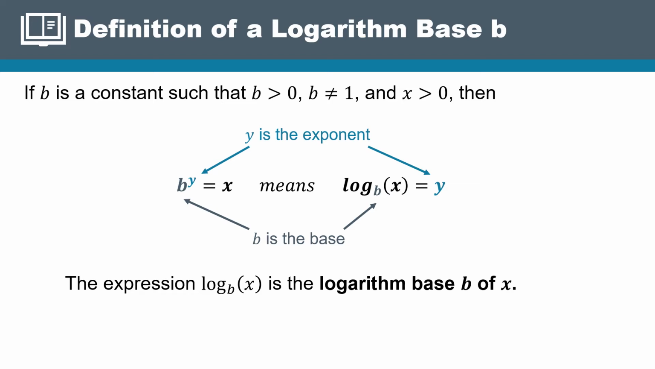Okay, so in the logarithmic form, the exponent is going to be the answer. The base is always the base, so that is what helps me to keep it straight. So the base is the base, and the y is the exponent in the exponential form. It's the answer in the logarithm form. So the expression y equals log base b of x is the logarithmic form.